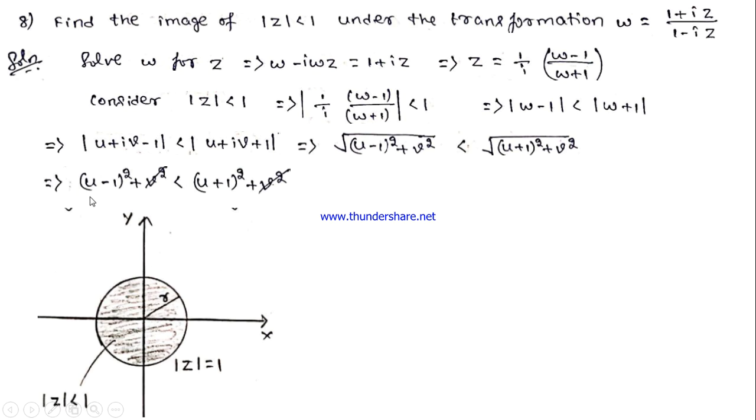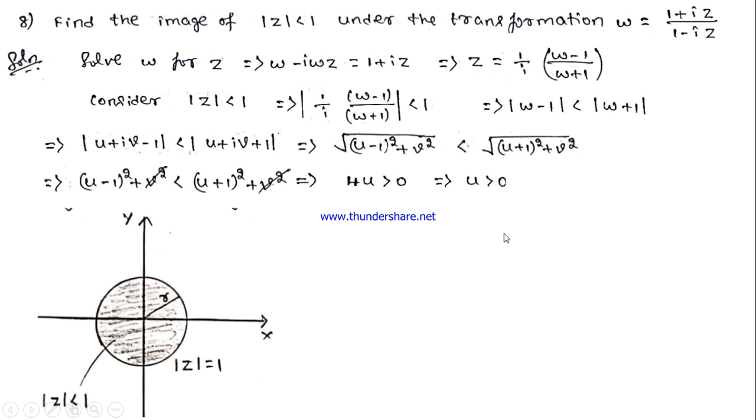Squaring on both sides gives (u − 1)² + v² < (u + 1)² + v². The v² cancels. u² − 2u + 1 versus u² + 2u + 1: u² cancels, and 1 cancels. We get −2u < 2u. Take −2u to the other side, that becomes 0 < 4u, or 4u > 0. So 4u > 0 implies u > 0.